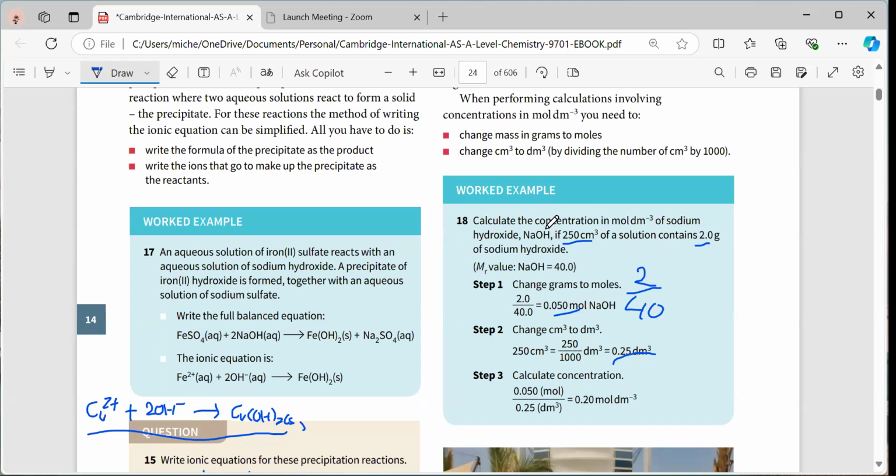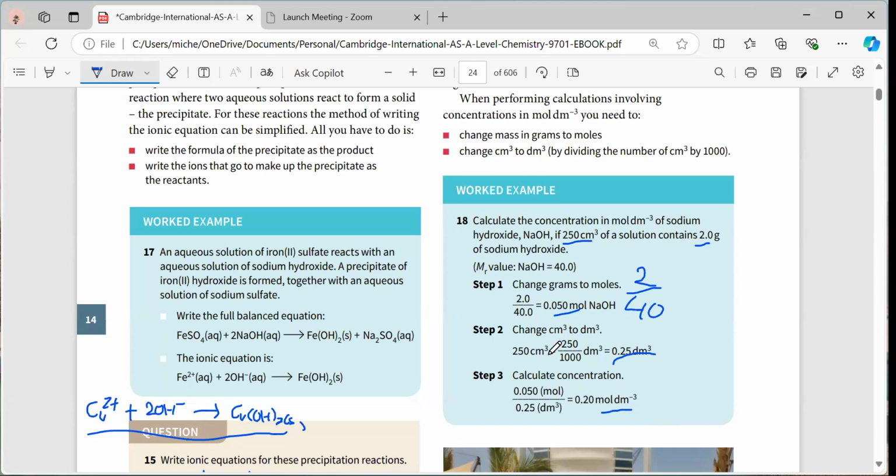The questions will usually already state the volume, but usually they state it in centimeter cube instead of decimeter cube. That's why we need to convert it. Why do we need to convert it? Because the end result, the concentration, will usually be stated in mole per decimeter cube, mol dm^-3. I'm not sure how you pronounce that, but it's negative cube right there. So that's why we need to convert the centimeter cube to decimeter cube.